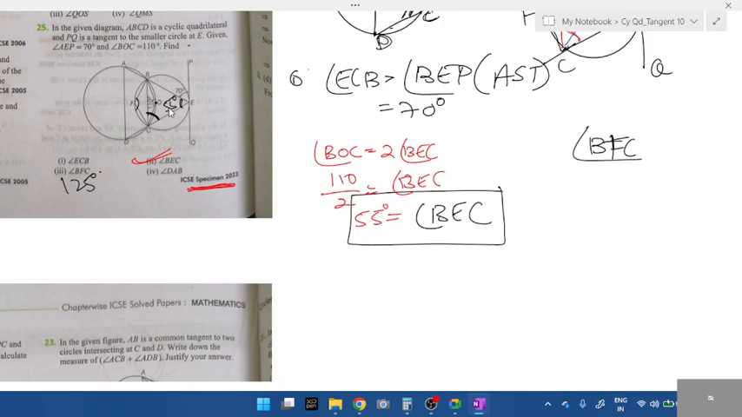Yes. The angle formed at the center is twice the angle. BEC is equal to BOC. O is the center. Yeah, it is the center. I'll show you the solution for this. Just a minute.